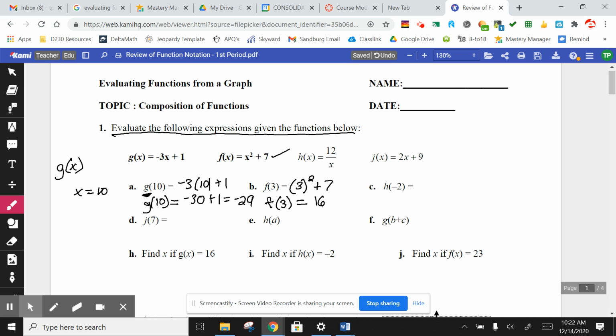All right, C, you go to h. So here's now h. Instead of 12 over x is a -2. So we would just say our functional value for h when x is a -2 is a -6.